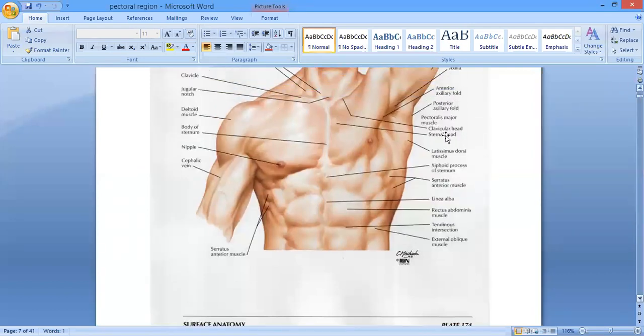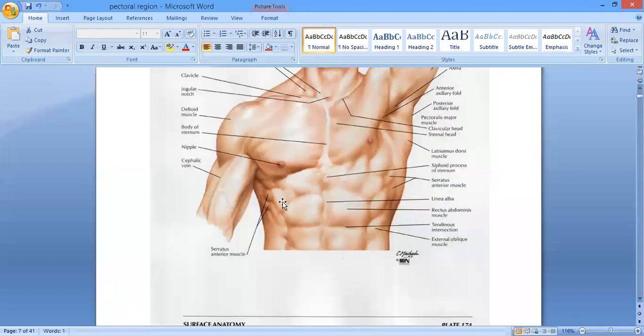Landmark: if you draw an imaginary line passing in the center of the clavicle, that is here, just medial to the nipple. This is called the mid-clavicular line, right?